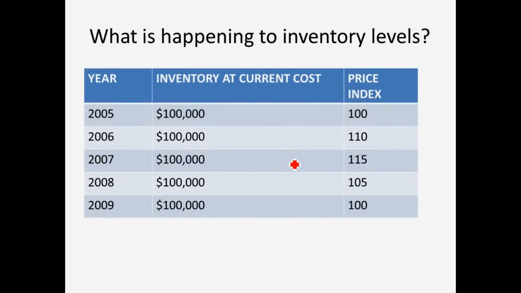Okay? How about in this case? In this case, prices are going up in the same exact pattern as the last example, and then they're going back down. But the value of my inventory at the end of the year is 100 in the first year and 100 in the second year. What can you tell me about the level or the amount, the quantity? Did I sell stuff or did I buy stuff from 2005 to 2006?